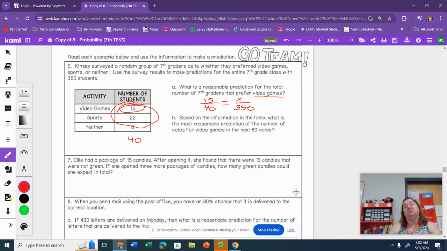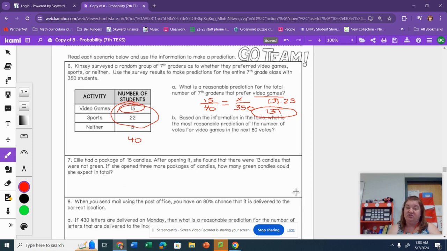And so you'll see that the answer, I think it's 130. Well, let me just do it really quick. So 15 times 350 divided by 40. So you get 131.25, but you can't have 0.25 of a person. So your answer would just be 131 will probably choose video games.